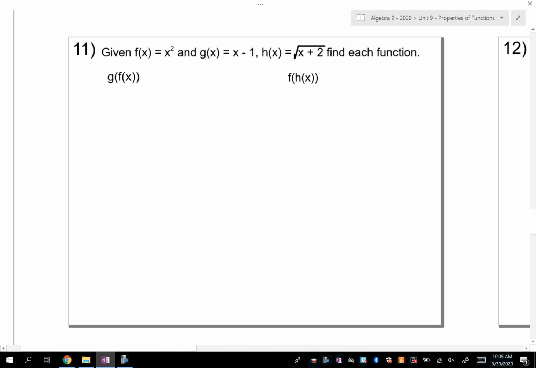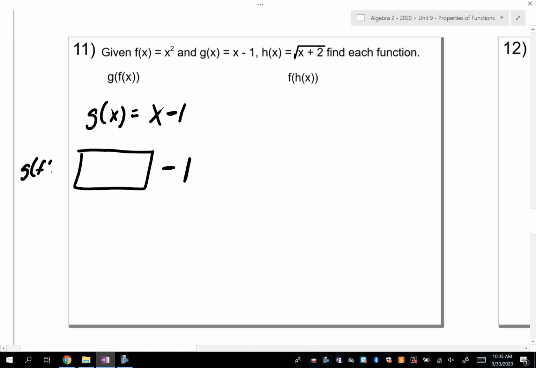You guys know when there are no numbers inside, I'm going to write down the first letter, that function g of x, which is x minus 1, and I'm going to use a box. So box minus 1. And inside that box, I'm going to put the inside function, which is f of x, which is x squared in parentheses. I don't have anything in front multiplying, so it's just going to be x squared minus 1. So that is our answer. g of f of x equals x squared minus 1.